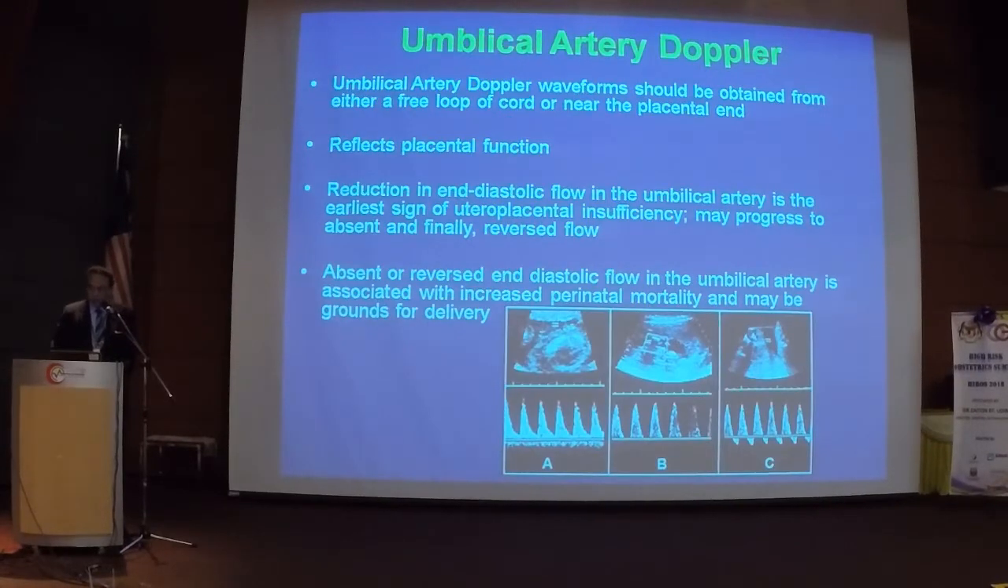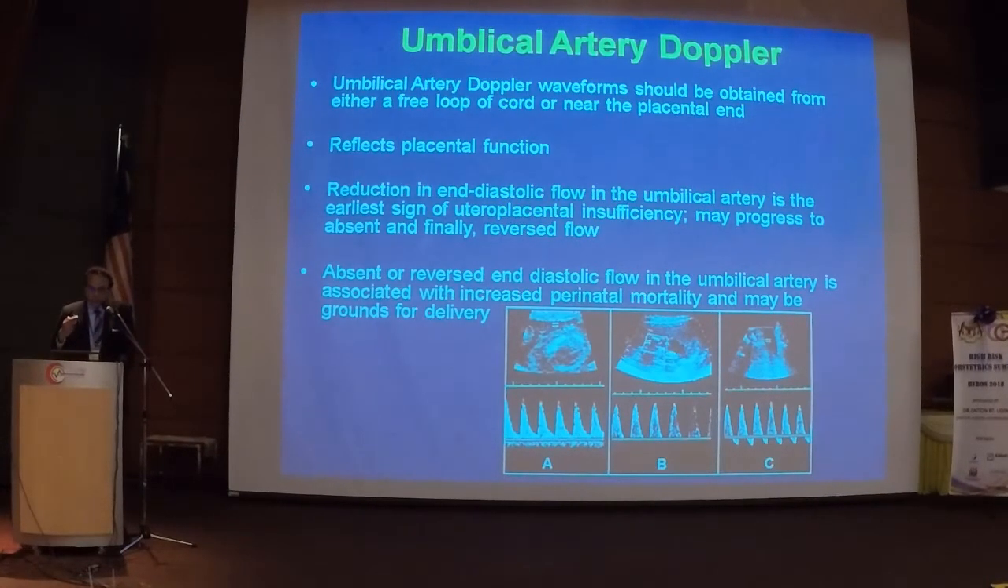I'll just go through quickly because of constraint of time. Umbilical artery Doppler is something which we regularly do, and we get this waveform from the free loop of cord near the placental end. It reflects the placental function. The reduction in end diastolic flow is the earliest sign of uteroplacental insufficiency.